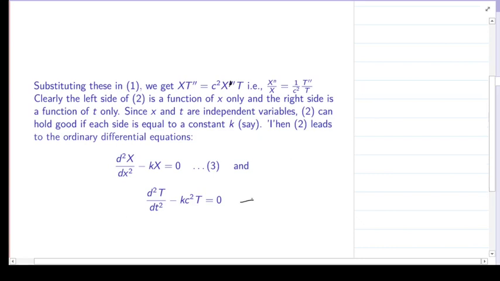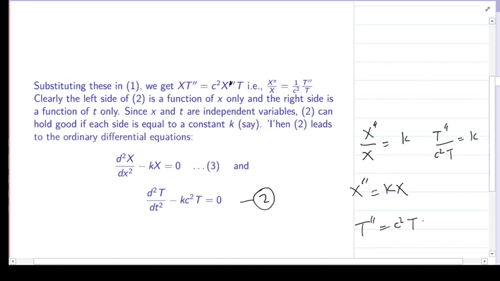So we develop two equations. That means X double dash by X is equal to some constant, and T double dash divided by c square T is equal to some constant. We can move this variable so that we get X double dash is equal to k into capital X. Similarly, T double dash is equal to c square k into T. So we actually have X double dash is equal to d square X by dx square.